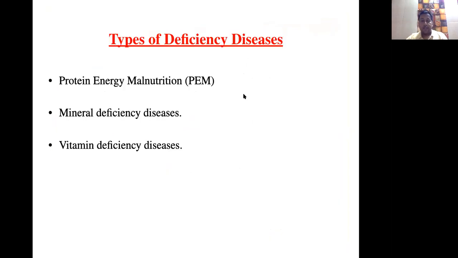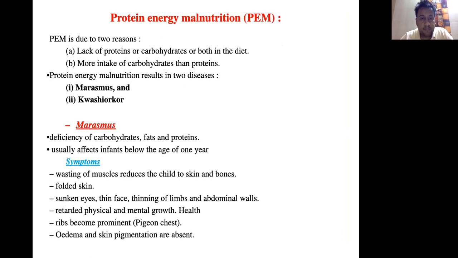So, what are the types of deficiency diseases? Like I said before, the major components are carbohydrates, proteins, vitamins, minerals, and fats. The deficiency of those components can lead to different types of deficiency diseases. The first one is protein energy malnutrition, where the major component is protein deficiency or energy deficiency or a mix of both. Again, mineral deficiency diseases can be due to different minerals required by your body like iron, sodium, potassium, iodine. The next is vitamin deficiency diseases, which can be due to either fat soluble vitamins or water soluble vitamins.